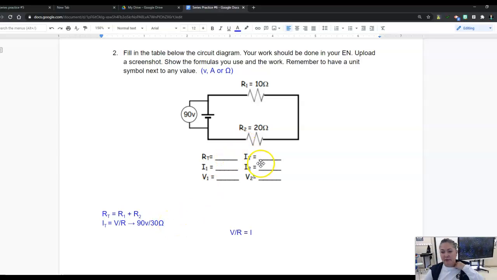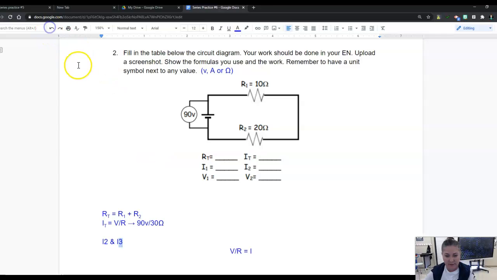Okay, so 90 divided by 30 gives you total current. You put that right here. Your answer is in amps, so put an uppercase A. And then for this one, I1, and this one, I2, remember that in a series circuit, the current does not change. So whatever you got, it's staying the same. So be careful you don't sit there and do some math on this.